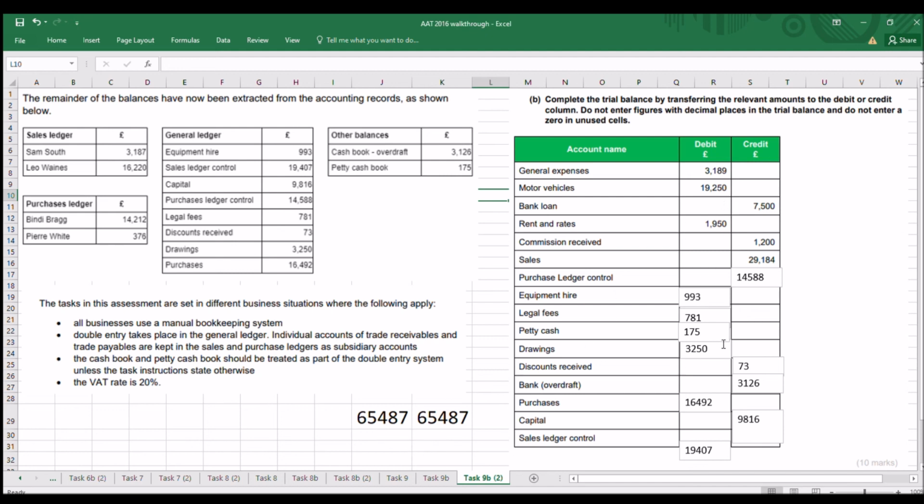We add up our debits and we add up our credits, and realistically it would be quite nice if they had left the capital figure as nil, a blank there, and then we could have had to work that out ourselves, which I think would have made this more worth the 10 marks. But that's the answer to this question.